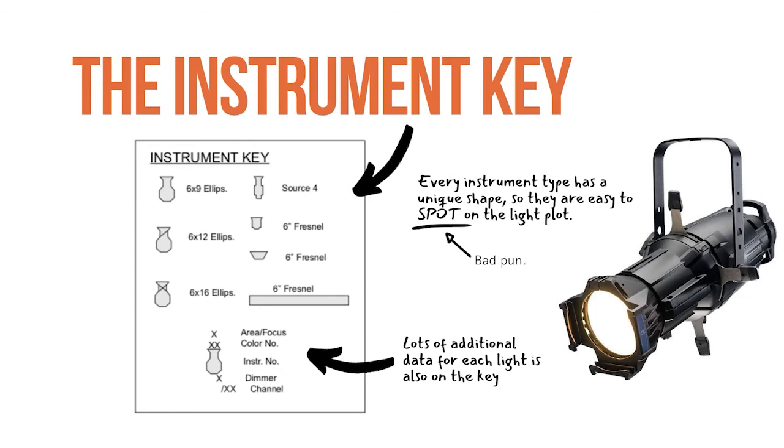Some common pieces of data to include here are the lighting zone that the light focuses on, the color of its gel, whether or not it has a gobo, what its instrument number is, what dimmer it's on, what channel it's on, and other information, such as perhaps how many watts its lamp requires. And again, from a prior lesson, you should remember how important knowing the wattage is. Now you know where to find that number on the light plot.